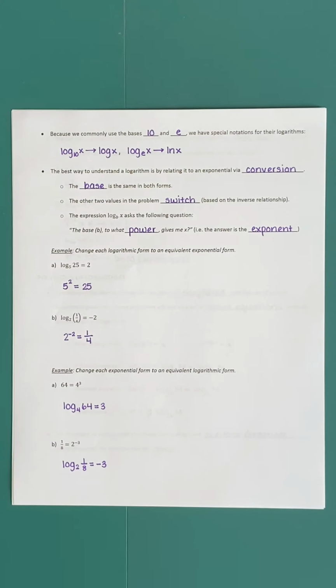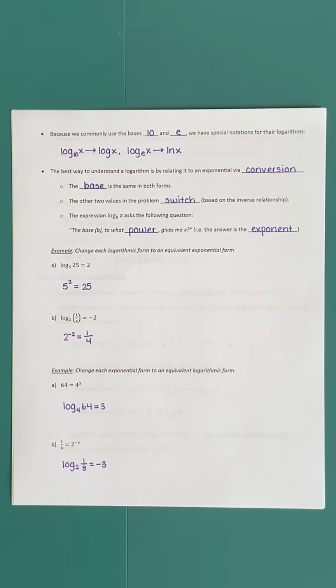Now when we convert to something exponential, remember the base is the big number. If we look at an exponential expression, the base is the big number, the superscript is the exponent. So if we're converting from a logarithm to an exponential, we go from a subscript to the big number, and then vice versa if we want to go from an exponential to a logarithm.